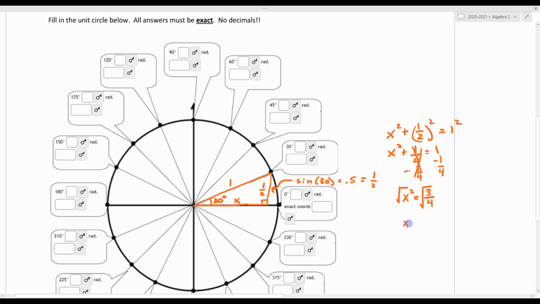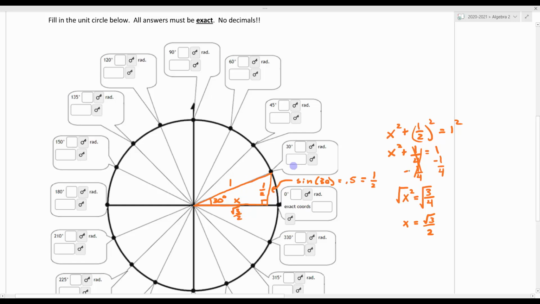Okay, so we get x equals, and remember, it's just like when we squared, if we square root a fraction, you square root the top and the bottom. So when we square root 3, we don't get a nice number, so we just leave that alone. So there's root 3. And then the square root of 4 is a nice number, we get 2. So that means this side is root 3 over 2.